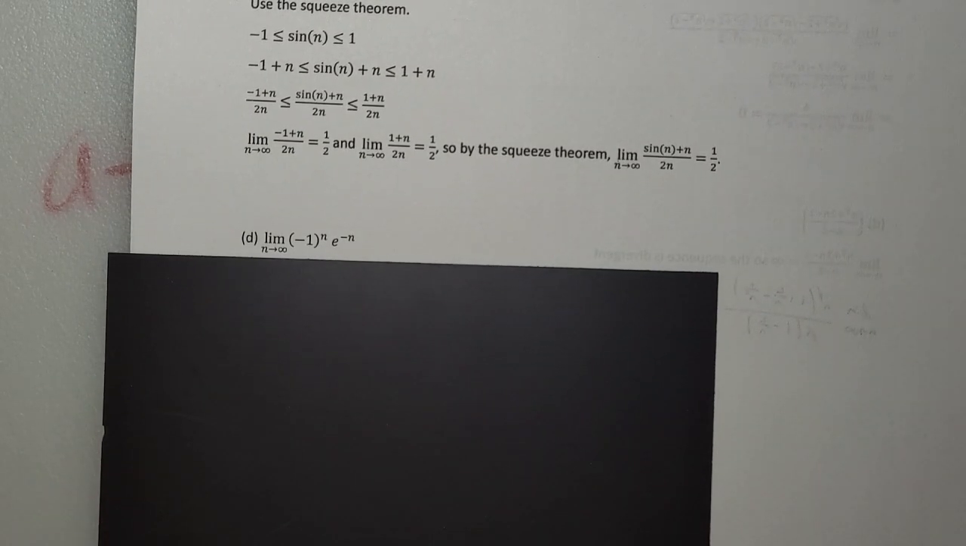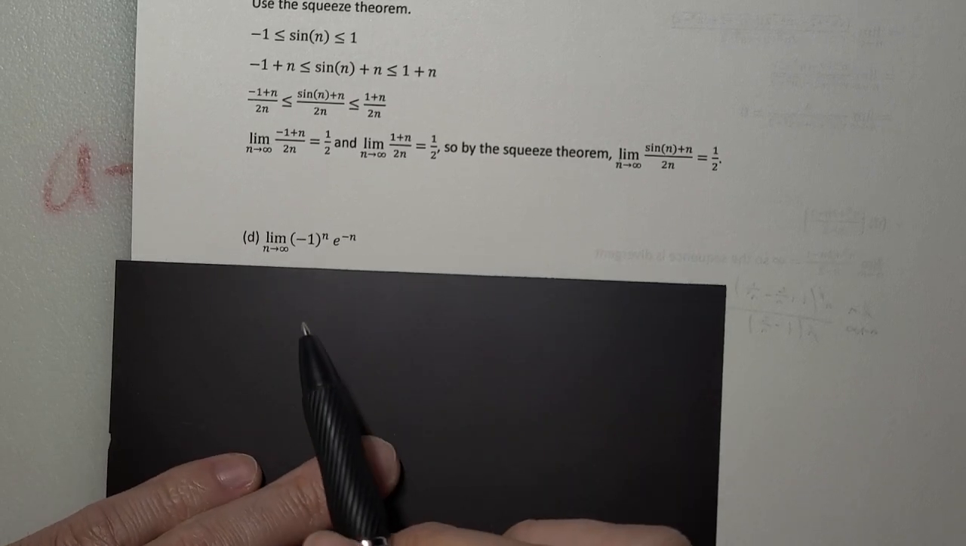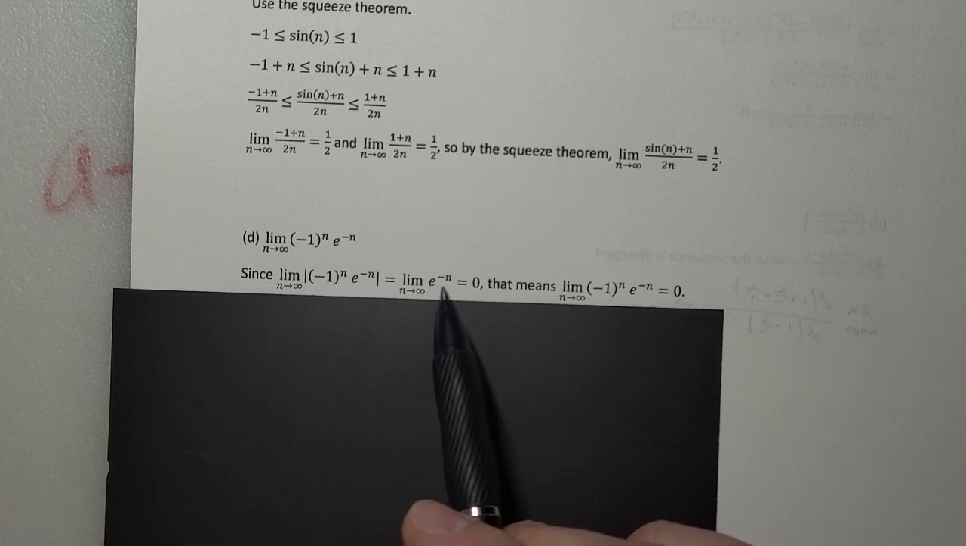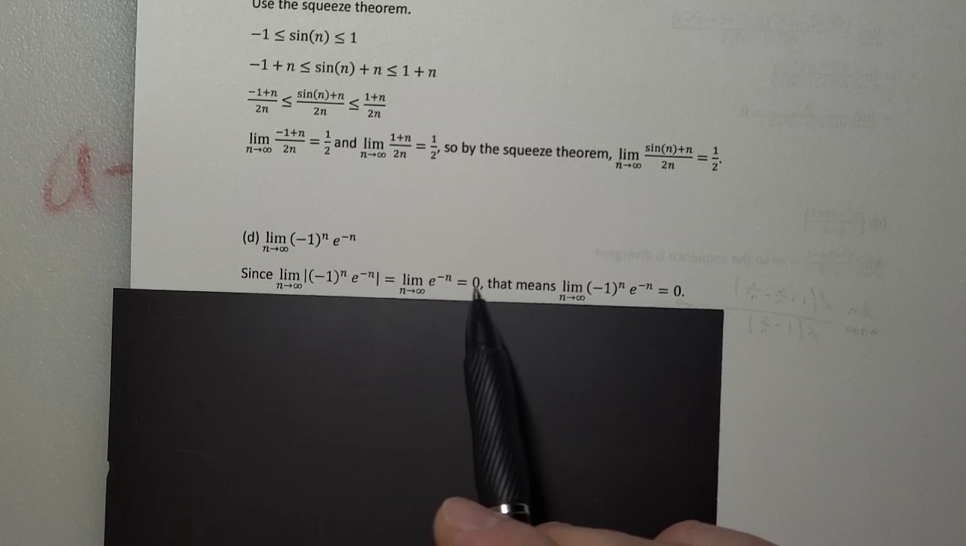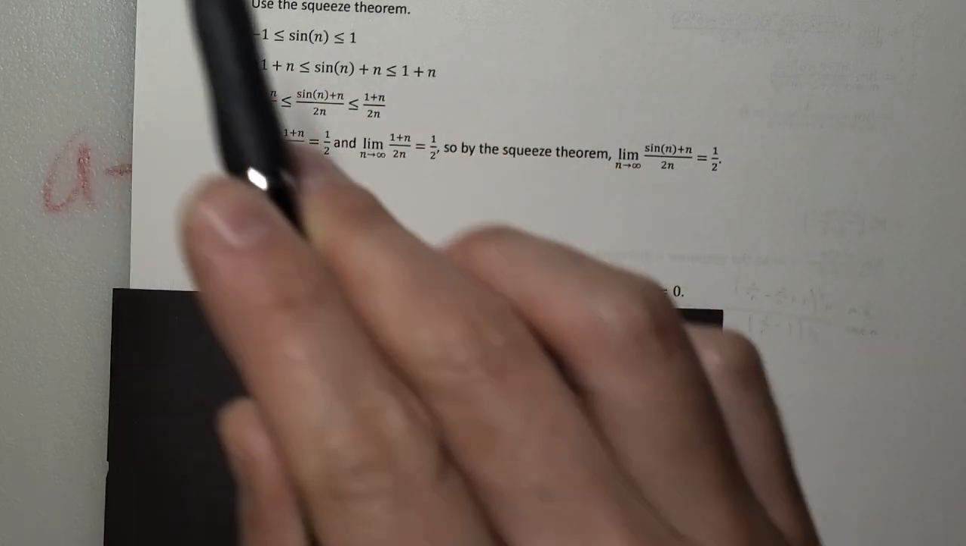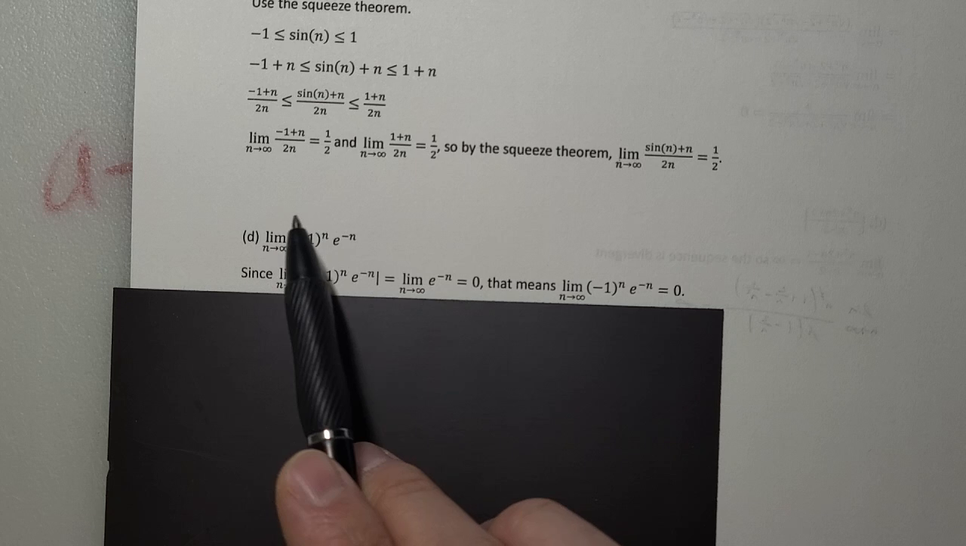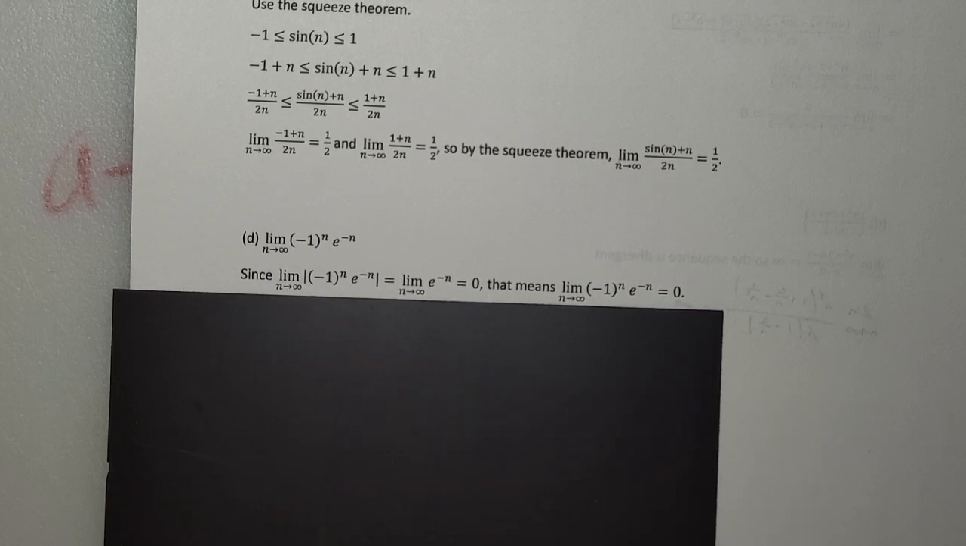Okay, what about this one? Whenever there's a changing sign, you have to think, maybe I can use that theorem. So what's the limit of the absolute value version? The limit as n goes to infinity of e to the minus n. That's 0, because e to negative infinity dies down to 0, right? Since this is 0, by that theorem, this guy is also 0.